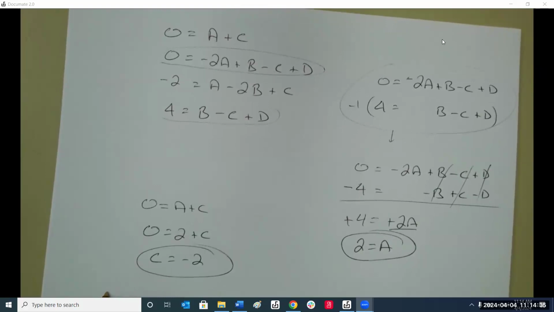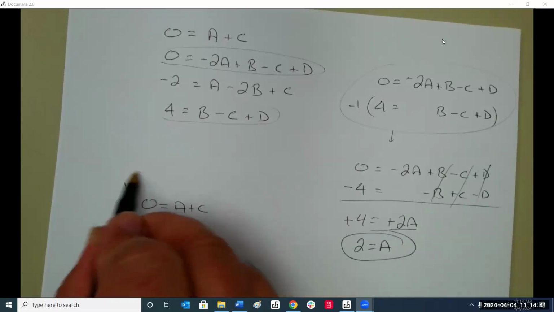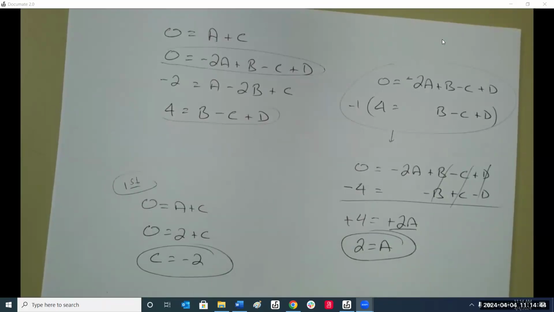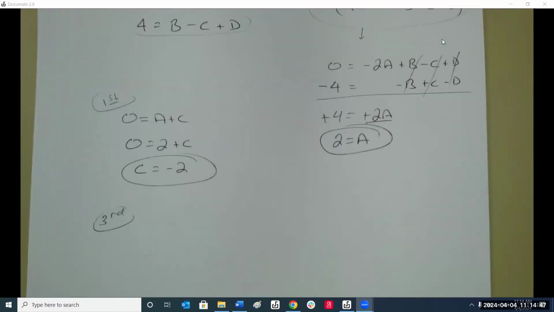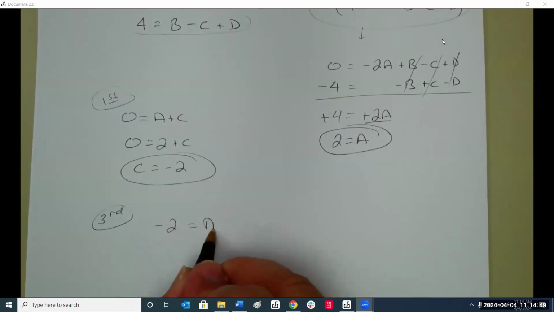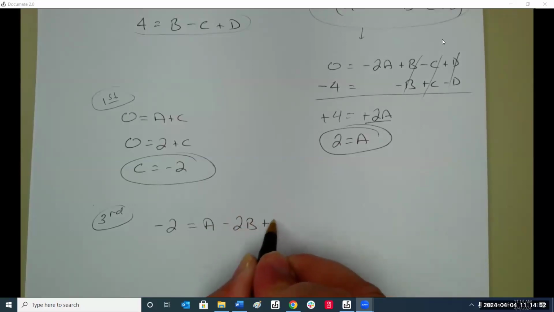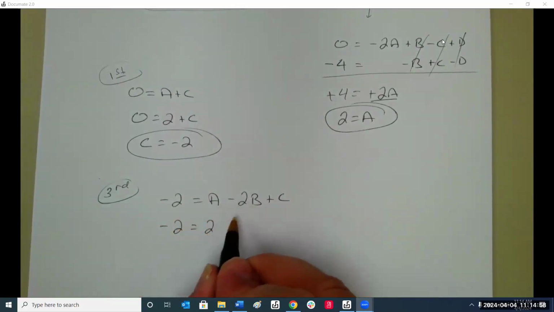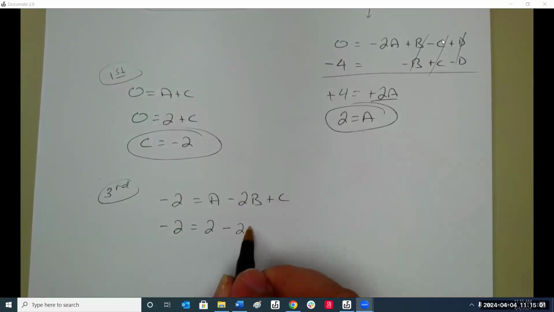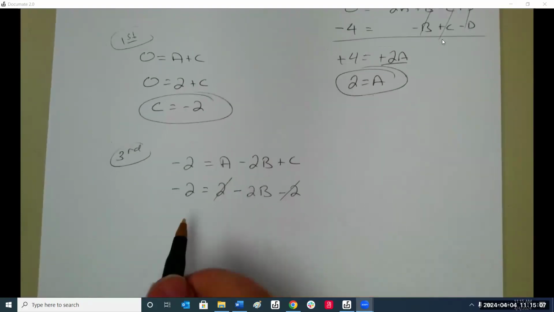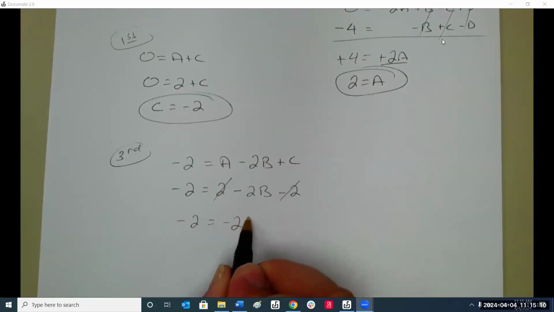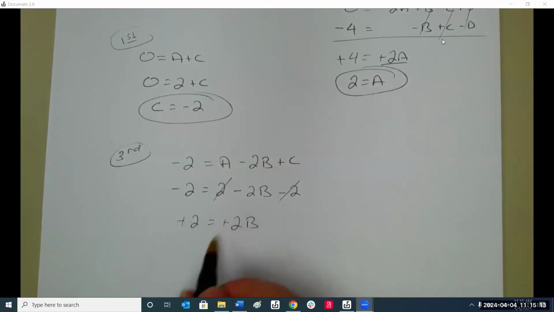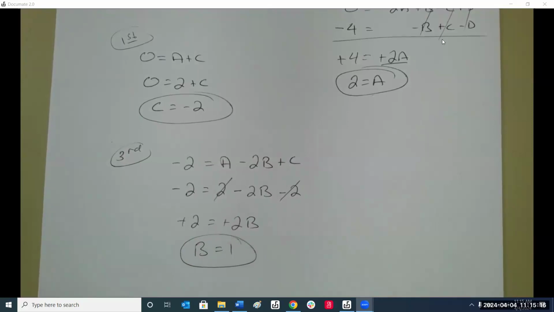So it looks like the third equation. Then look at the third equation. We have -2 equals a minus 2b plus c. A is 2. C is -2. So -2 equals -2b. Change it so b is equal to 1.